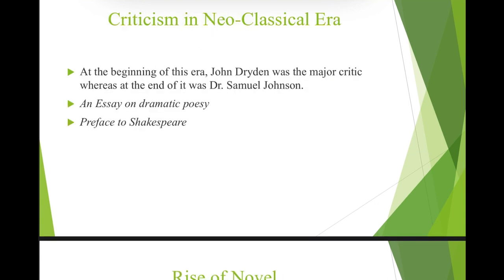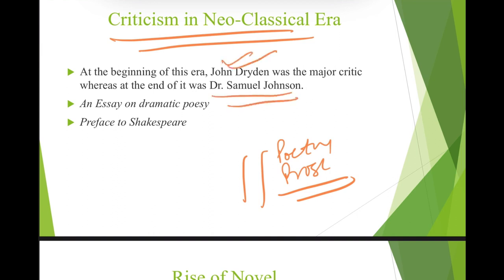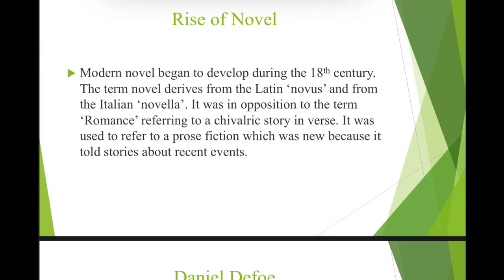Coming to critical pieces, criticism in the neoclassical era. I discussed with you poetry, then I told you something about prose. Now there are some critical pieces. So we have two famous critics, Dr. Samuel Johnson and John Dryden. An Essay on Dramatic Poesy was written by Dryden, and a Preface to Shakespeare was written by Dr. Johnson. So these are two famous critical pieces. So criticism was also written during the neoclassical age.